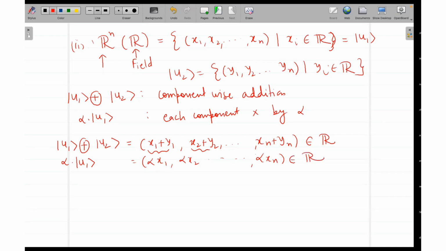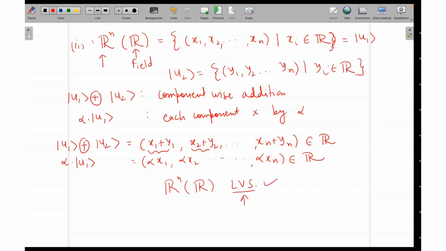We can again think about the zero vector where all of these numbers are zeros. We can again think about the inverse vector where all of these numbers are minus x1, minus x2, minus xn. We can again see the distributive and associative properties, and we will see that just like R cube, the three-dimensional vector space, R^n also constitutes a linear vector space.